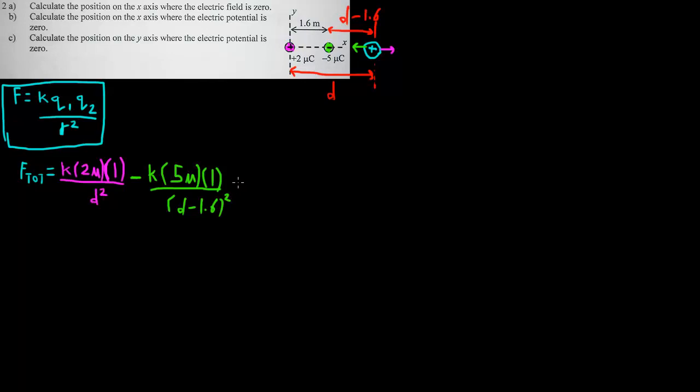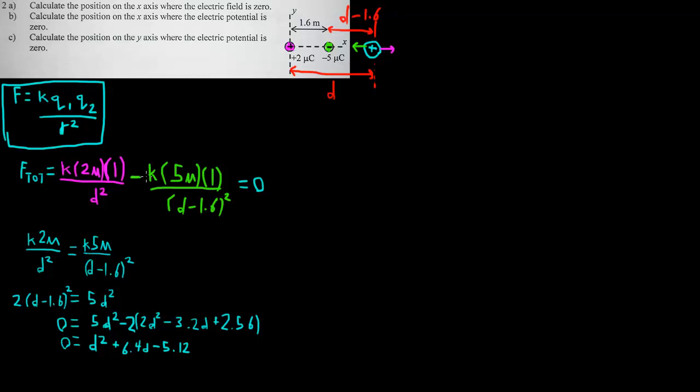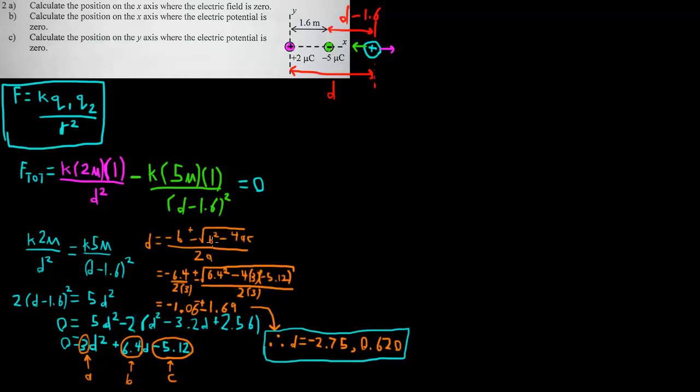And we know that the electric field is 0 when the force is 0, so we just set that equal to 0, and now let's solve. I'm going to skip the gory algebra details and just give you a summary. This leaves us with a quadratic that we need to solve in order to get the distance. After using the quadratic formula, we have two possibilities for distance. d could either be negative 2.75, in which case d would be negative in this direction, or it could be positive 0.6. That would be somewhere in here between these two.